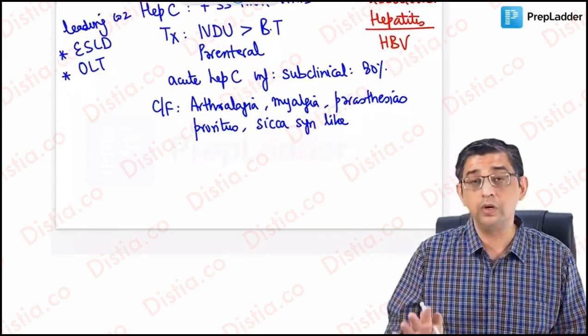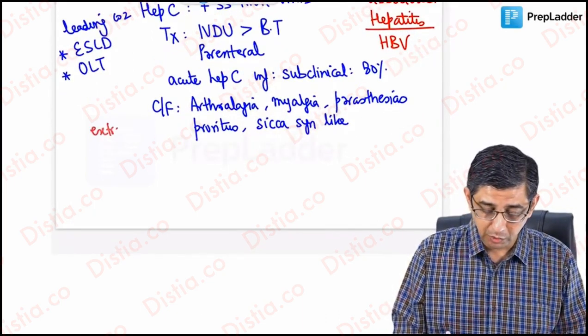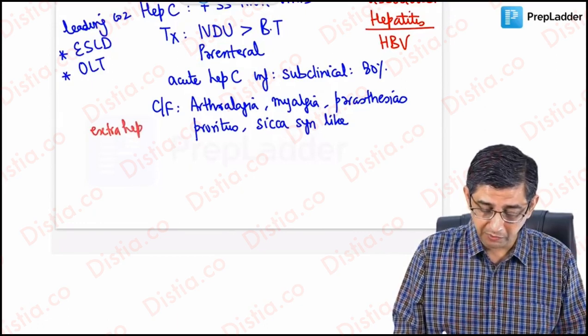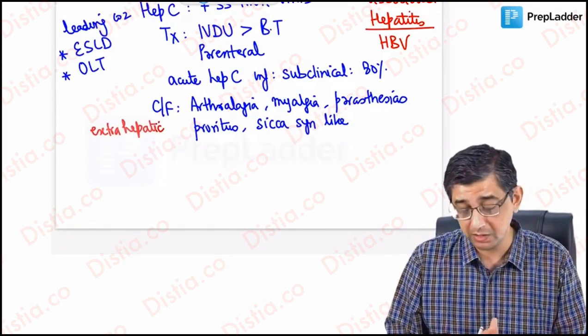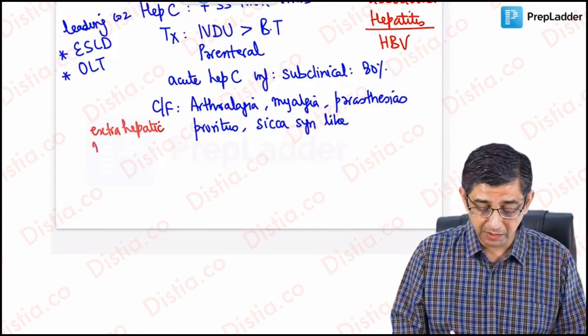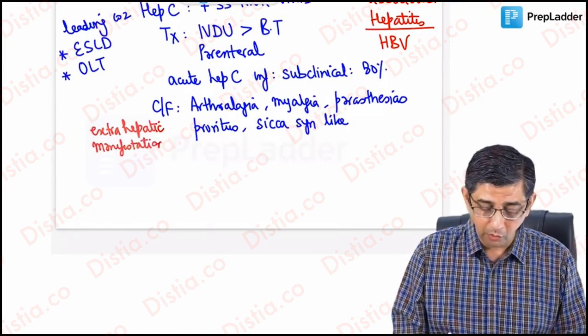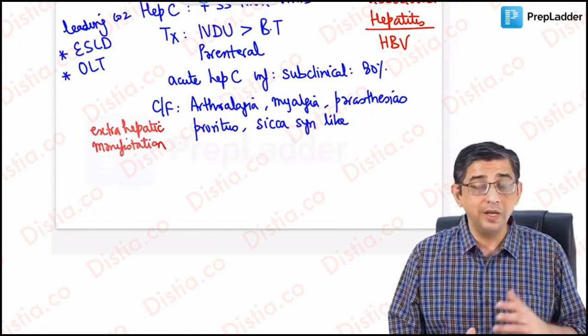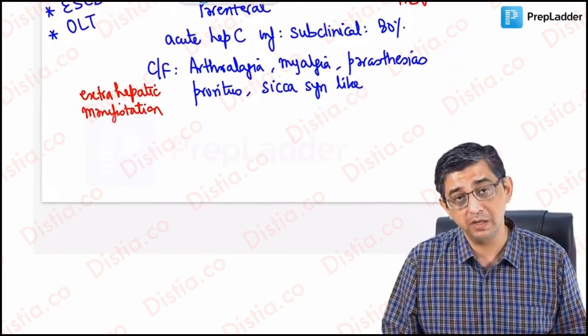I basically want to teach you the fact that in a multiple choice question, if he says what is the usual presentation of hepatitis C, your answer will be it is mainly extrahepatic manifestations that will occur. I repeat the fact once again, it is not jaundice, it is not right upper quadrant pain or ascites or portal hypertension, which is the presentation. It's mainly extrahepatic manifestations that will occur.